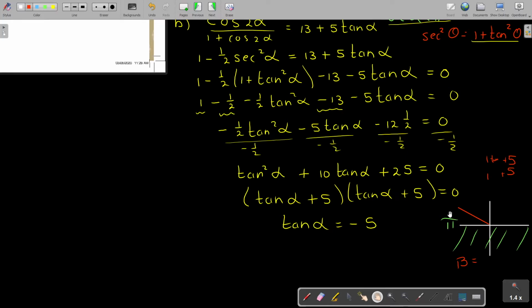So press on your calculator. Don't press in the negative; that was just for the CAST diagram. So shift, tan, and then 5. My basic angle to 4 significant figures is going to be 1.373. But how do I get that alpha? I'm going to say pi minus that 1.373, and my answer will be 1.77, and that is my final answer, B.